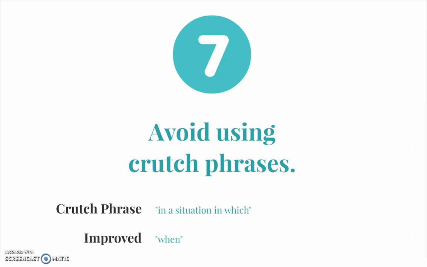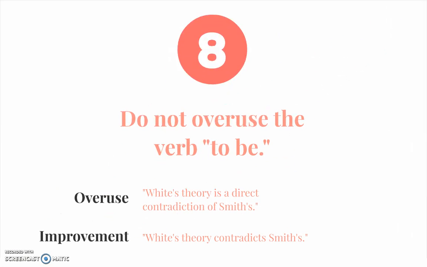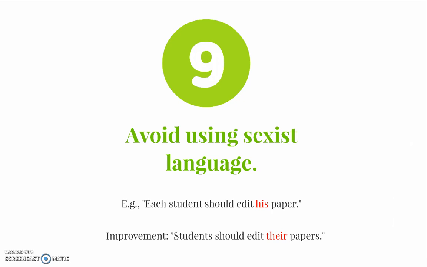Avoid using crutch phrases. For example, in a situation in which is less clear than the word when. Do not overuse forms of the verb to be. Instead of saying, White's theory is a direct contradiction of Smith's, try saying, White's theory contradicts Smith's. Avoid using sexist language because it may alienate your reader. Instead of, each student should edit his paper, use, students should edit their papers.